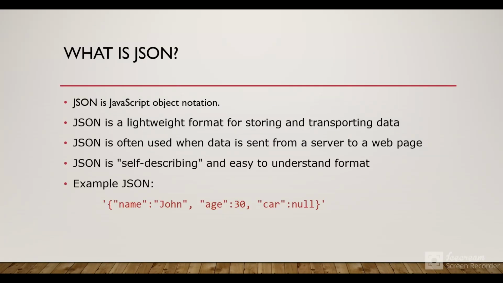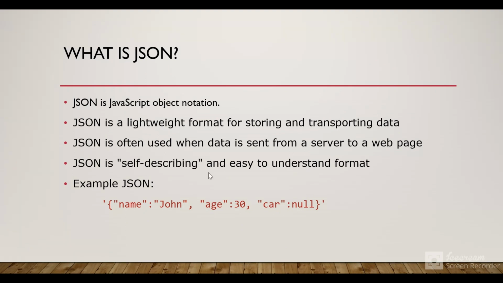So JSON is just an acronym for JavaScript Object Notation. So it is a lightweight format for storing and transporting data over the web or over the internet. So JSON is often used when data is sent from a server to a web page. JSON is self-describing and easy to understand format. An example JSON is given here.